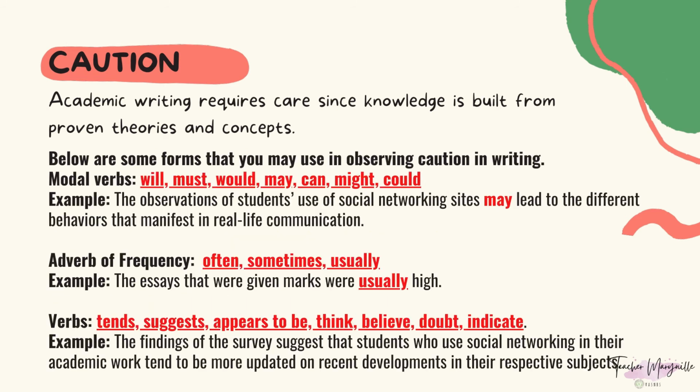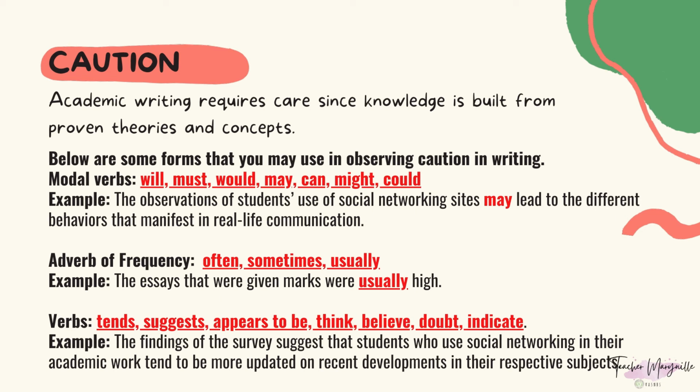So below are some of the forms that you may use in observing caution in writing. Here are a few examples of modal verbs, adverbs of frequency, and some of the verbs. So for modal verbs, you use will, must, would, may, can, might, could. For example, the observations of students' use of social networking sites may lead to different behaviors that manifest in real-life communications.